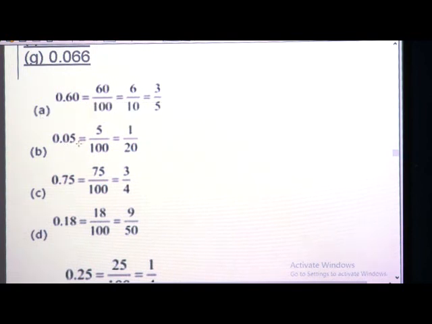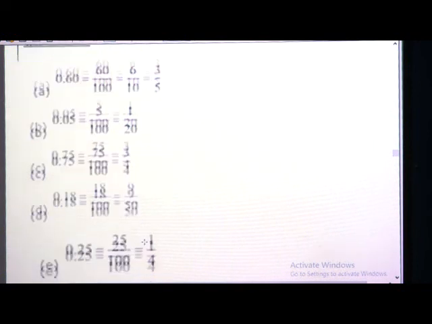Then we have 0.05. The fraction for this decimal is 5 by 100. 5 ones are 5 and 5 20s are 100. So, the lowest term is 1 by 20. Here 0.75, 75 upon 100, 25 3s. So, we have 3 by 4 as the fraction in lowest terms. Next, we have 0.18. 18 upon 100, we get 9 upon 50 as the lowest term.